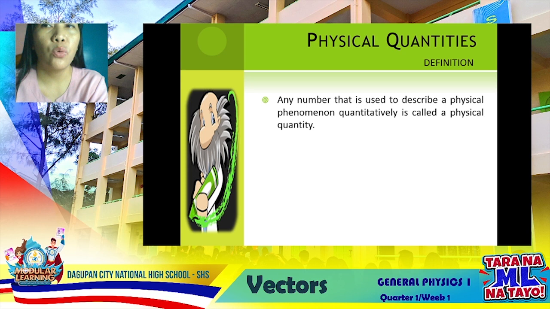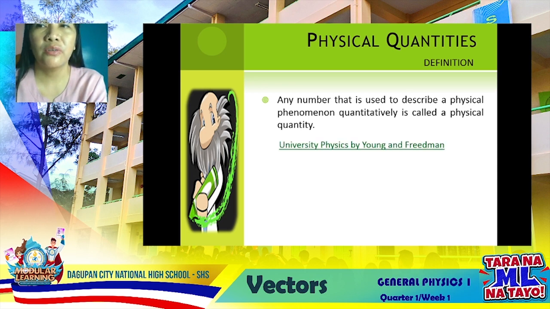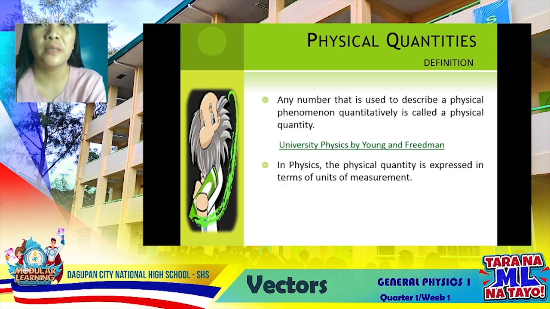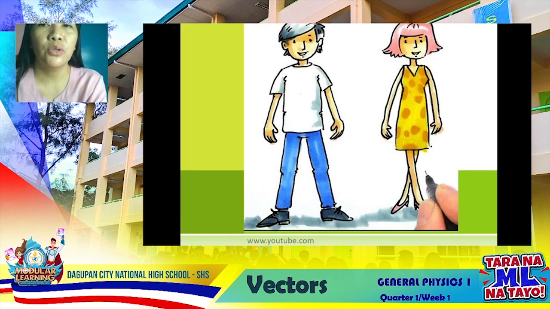Experiments require measurements, and we generally use numbers to describe the results of measurements. Any number that is used to describe a physical phenomenon quantitatively is called a physical quantity. In physics, the physical quantity is expressed in terms of units of measurement. For example, two physical quantities that describe a person are his or her weight and height.